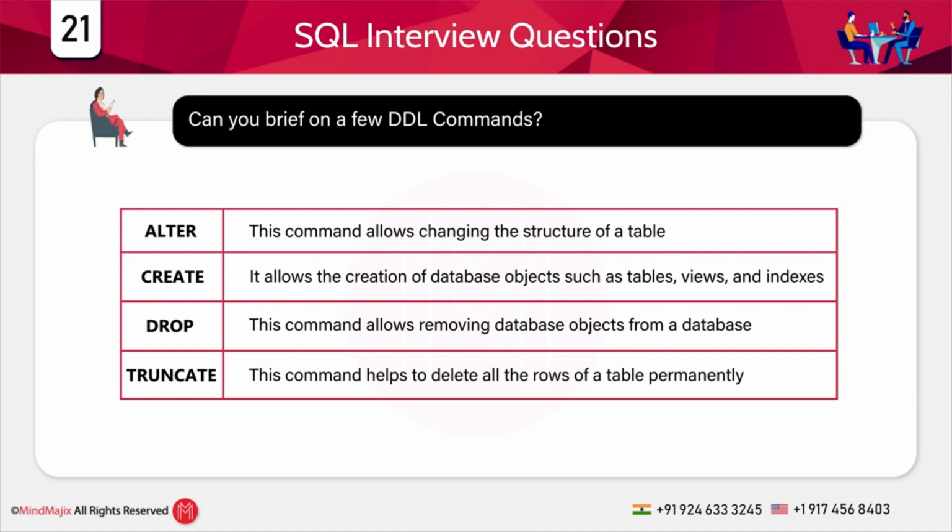The next statement over here is drop. This command allows removing database objects from a database. And the last statement over here is truncate. This command helps to delete all of the rows of a table permanently.